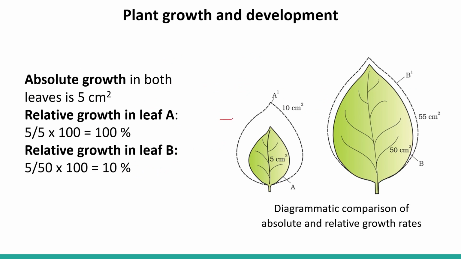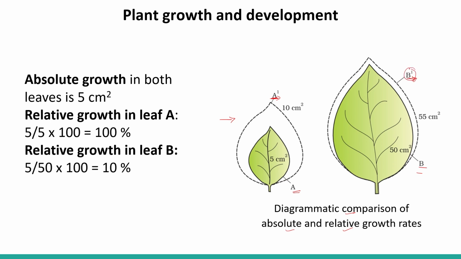Now this is the figure given in the NCERT book. They have given you leaf A and leaf B, and this figure represents the comparison of absolute and relative growth rate. You can see here the leaf A grows in size or length, and the final leaf is A1, and this is the leaf B, and it grows, and we have represented the final condition as B1.